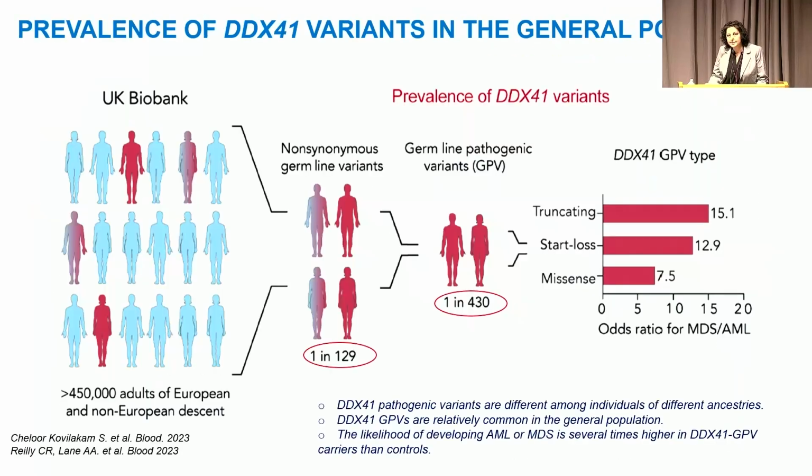And here is shown a massive genetic analysis that was done recently on 450,000 individual participants of the UK Biobank, in which the prevalence of non-synonymous DDX41 variants was estimated as 1 in 129 individuals, while the prevalence of pathogenic DDX41 was estimated in about 1 in 430. The authors also describe that truncating mutations increase the risk of developing MDS, and this increase is much higher when a second somatic mutation is present. However, there was no increase in the association with clonal hematopoiesis.